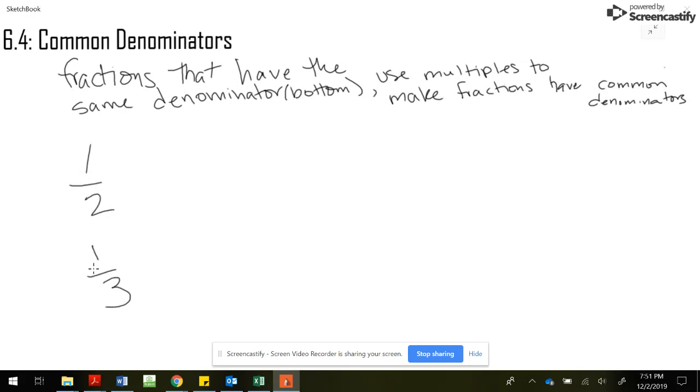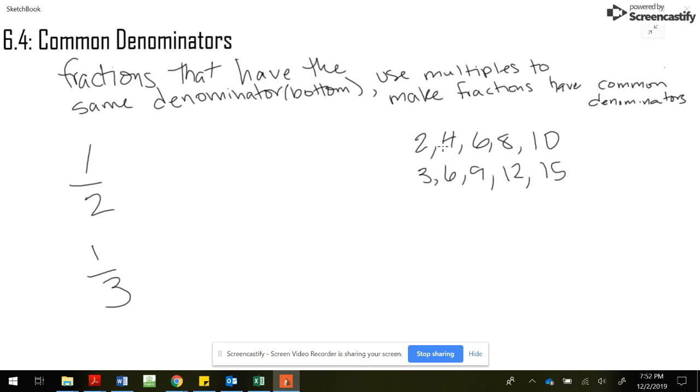So I have these two fractions. I want to give them a common denominator. So I'm thinking, what are my multiples of 2 and 3? So remember, multiples are skip counting. I know my multiples of 2 are 2, 4, 6, 8, 10. I'll just write a few. I may need to write more. Sometimes you'll get it in the first 2 or 3. And my multiples of 3 are 3, 6, 9, 12, 15.